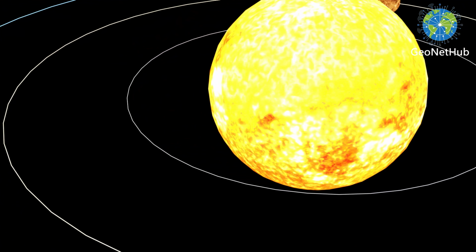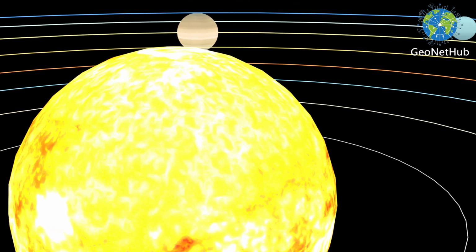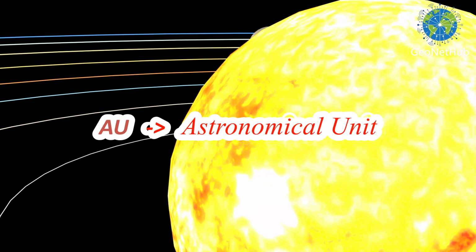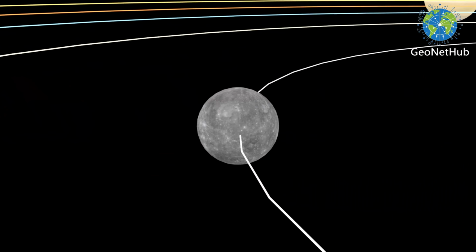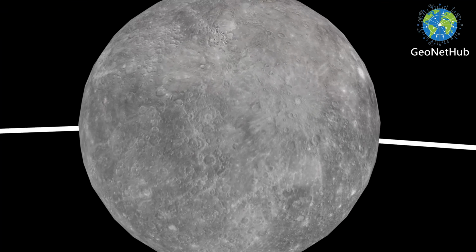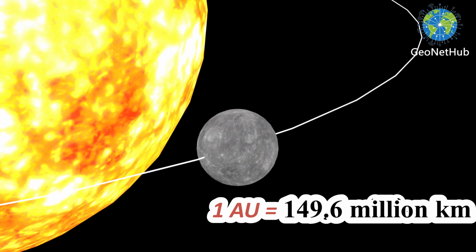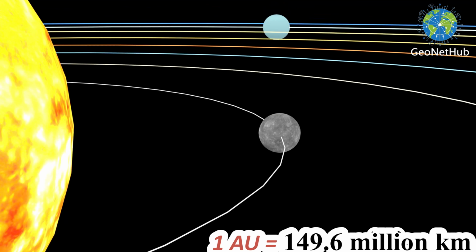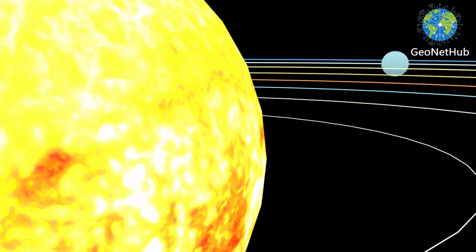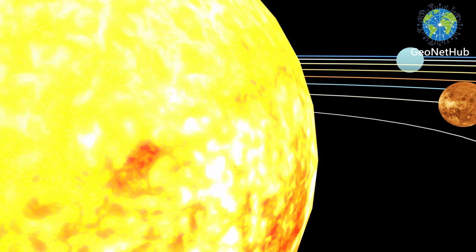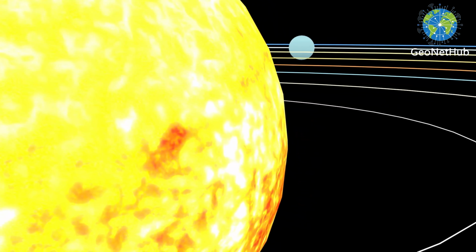Before we begin, let us understand a very important unit called AU. AU stands for Astronomical Unit. 1 AU is the average distance between the Earth and the Sun. 1 AU equals approximately 150 million kilometers. All planet distances are measured using Earth's distance as the reference. That is why we use multiplication factors like 0.39 or 1.52.